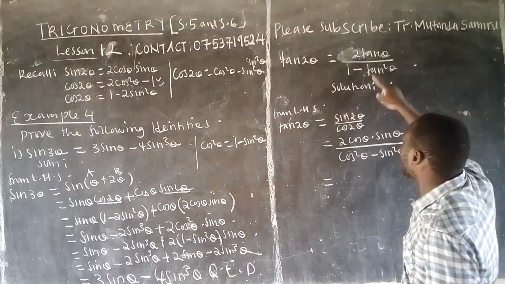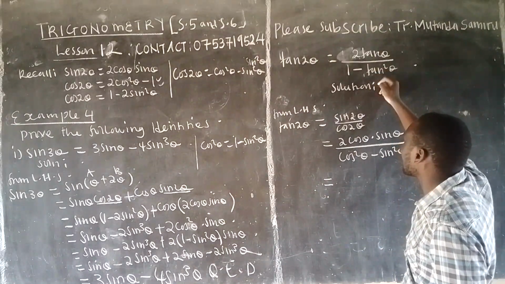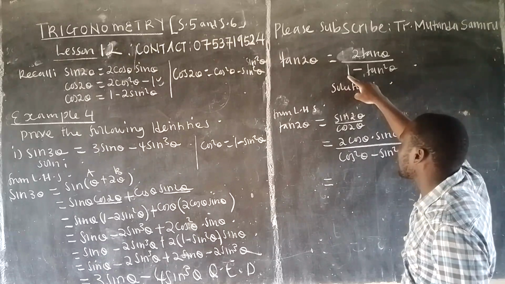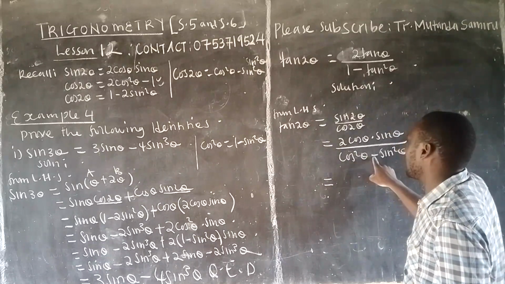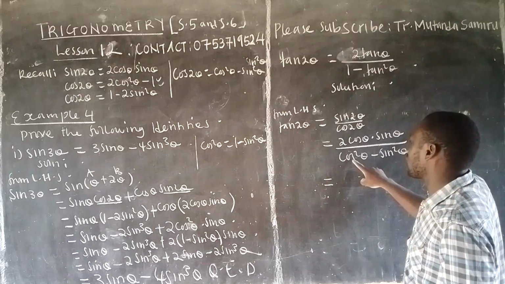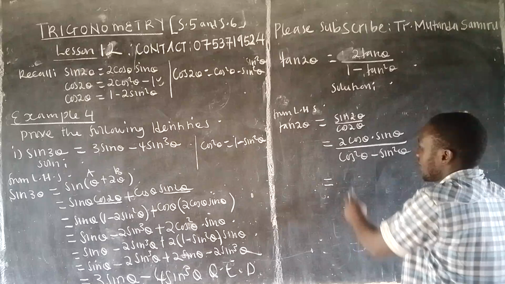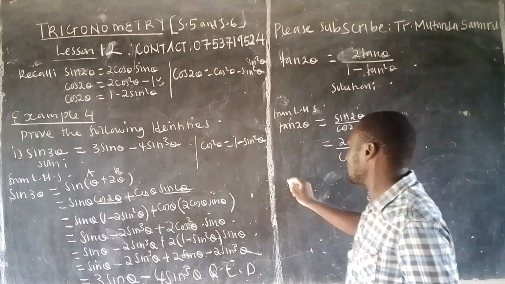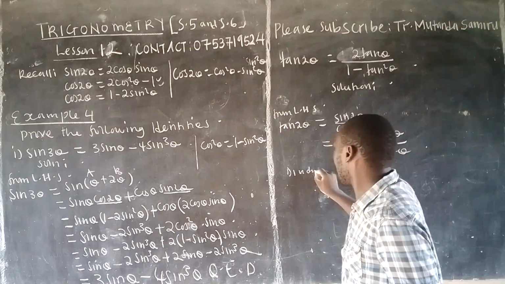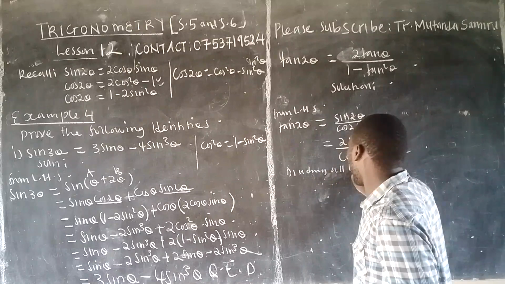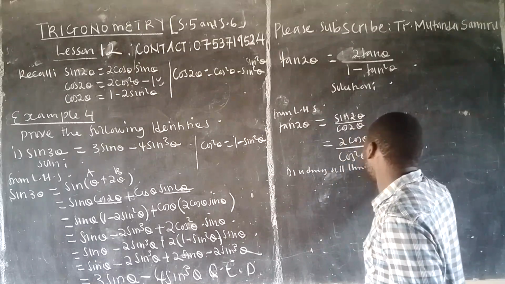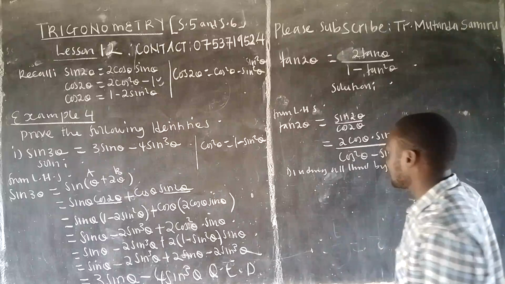That's what we're having. Now here we have a tan, but here we have a 1. And how can we get a 1? This one is here, a minus, then this one becoming a 1 means that we are dividing all through by this guy. So dividing all through by cos squared theta.